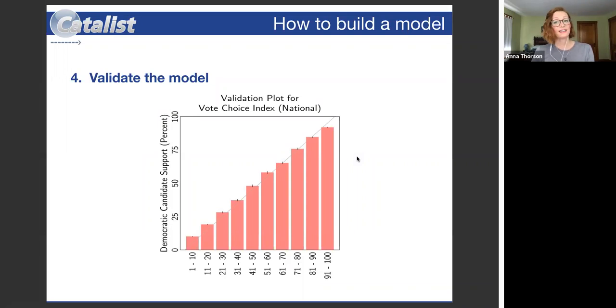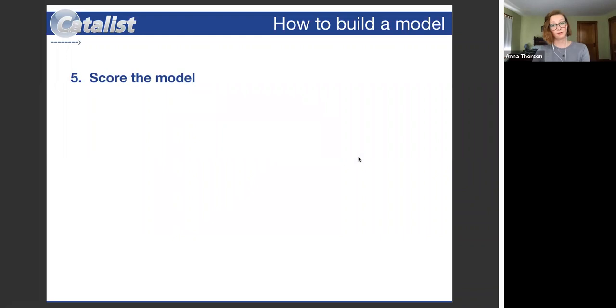So that's the validation. Right now, we've all been talking about our little test and train sets, our small subset of data. But we don't care just about a small subset of data. We want to know everyone. We want to know all 240 million people. What do they think? So we have to score the model. This is sort of a phrase. It just means create scores for everybody using the model.